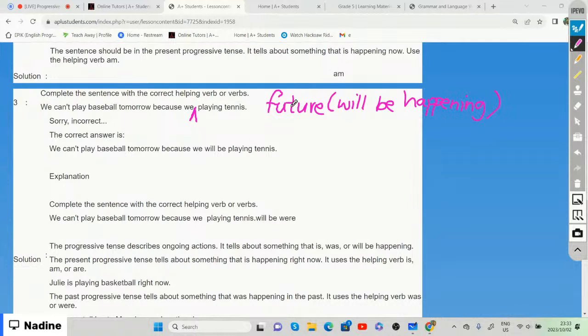All right, so if we choose the correct helping verb, then we will say that we can't play baseball tomorrow because we will be, right? So we use the words will be. We will be playing tennis, right? So will be is the helping verb that tells us that it will be happening in the future.